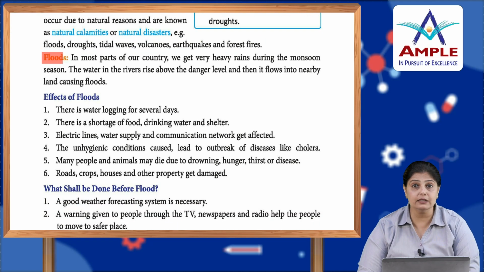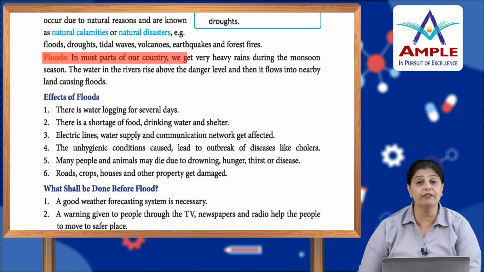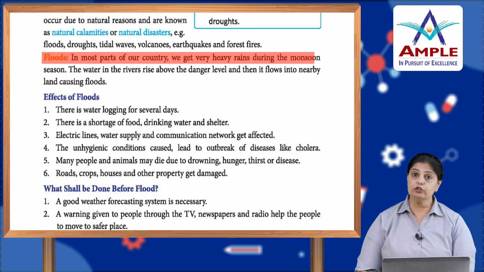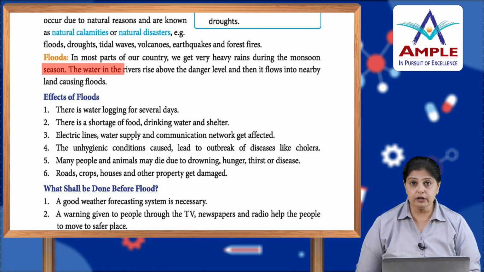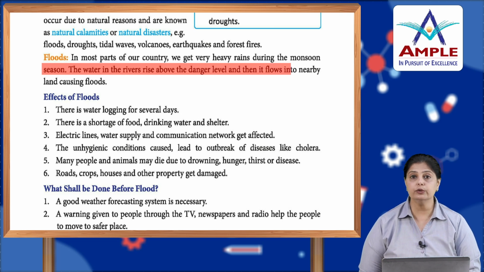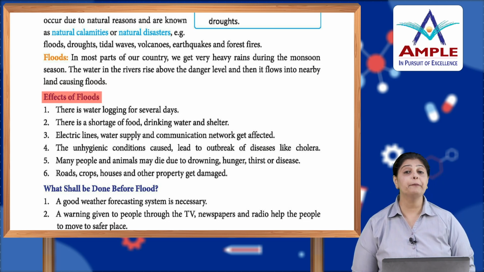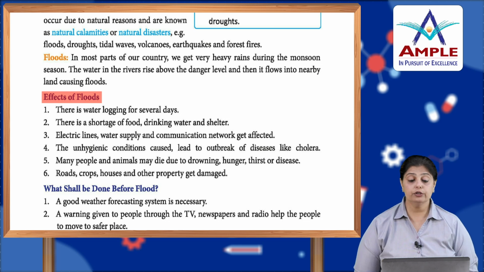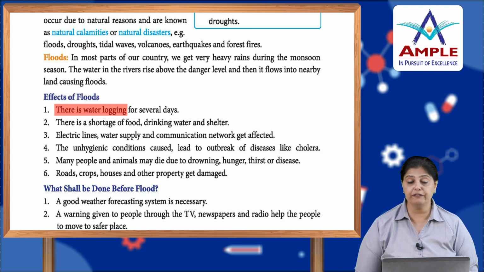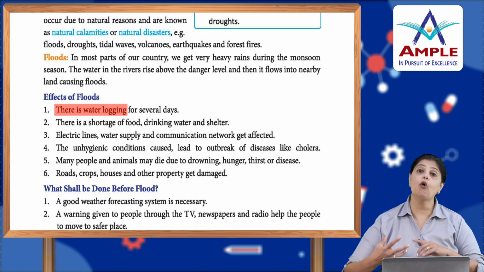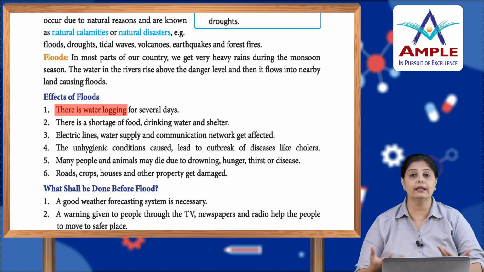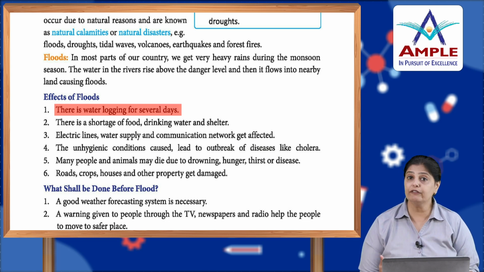Now, let us talk about floods. In most parts of our country, we get very heavy rains during the monsoon season. The water in the rivers rises above the danger level and then flows into the nearby land, and it causes floods. Effects of floods. Now, what happens when a flood occurs? Due to flood, there is water logging everywhere, and it happens not only for 1 day or 2 days, it goes on beyond that. It can occur for several days.